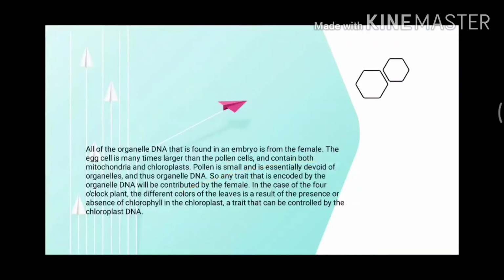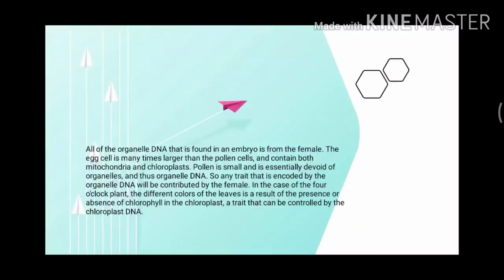All of the organelle DNA that is found in an embryo is from the female. The egg cell is many times larger than the pollen cells and contains both mitochondria and chloroplasts. Pollen is small and is essentially devoid of organelles and thus organelle DNA. So any trait that is encoded by the organelle DNA will be contributed by the female.